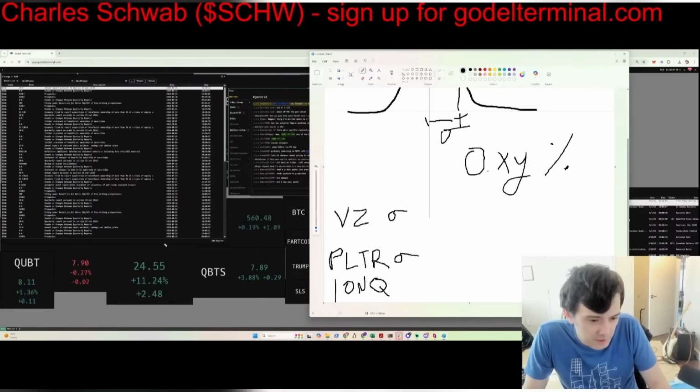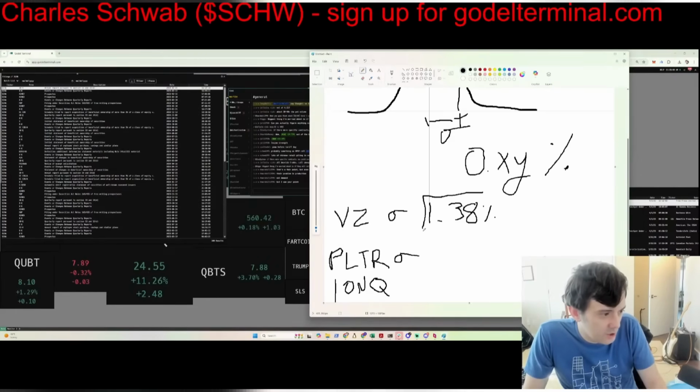Someone said 0.6%. These are not in sigmas, these are in percentages. So Verizon is 1.38%. That's the 1 standard deviation percentage daily change move, okay? It's very low. How about Palantir?